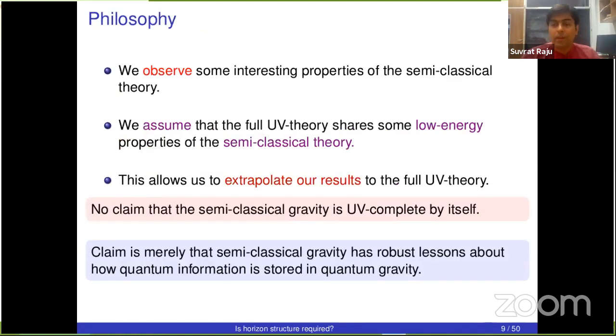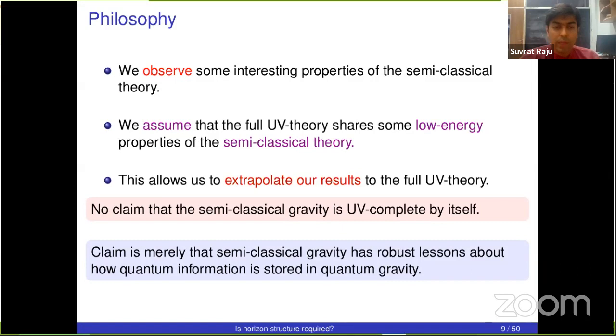Before I start the technical part of my talk, let me also say a little bit about the philosophy that I'm going to adopt in this talk. When I said that I'll try and understand these effects from the semi-classical theory, the philosophy is that we start by observing some interesting properties of the semi-classical theory, and then we make some precise assumptions about the full ultraviolet theory of quantum gravity: that it shares some specific low energy properties of the semi-classical theory, which I'll describe. And these assumptions allow us to extrapolate our results from the semi-classical theory to the full UV theory.